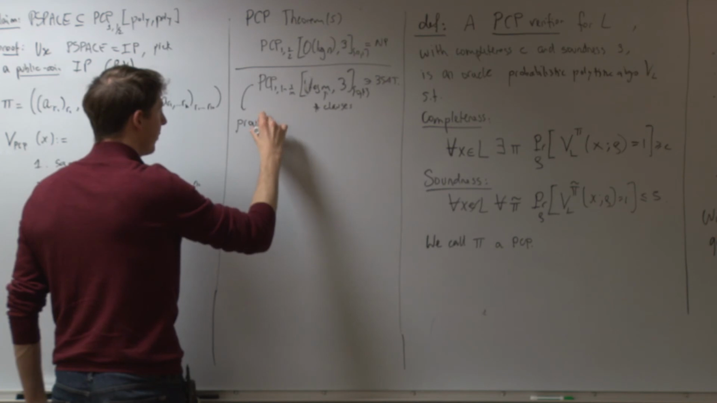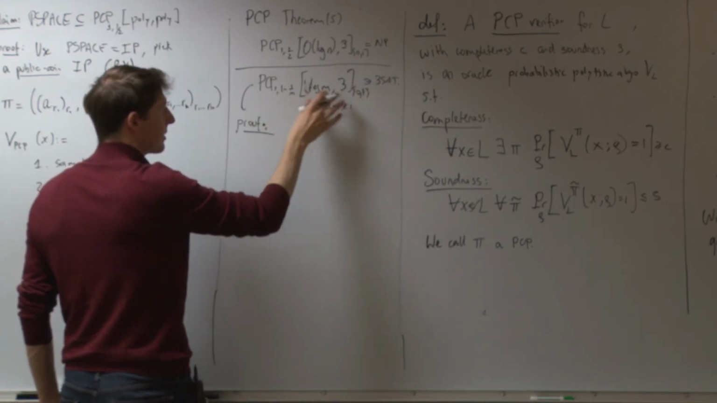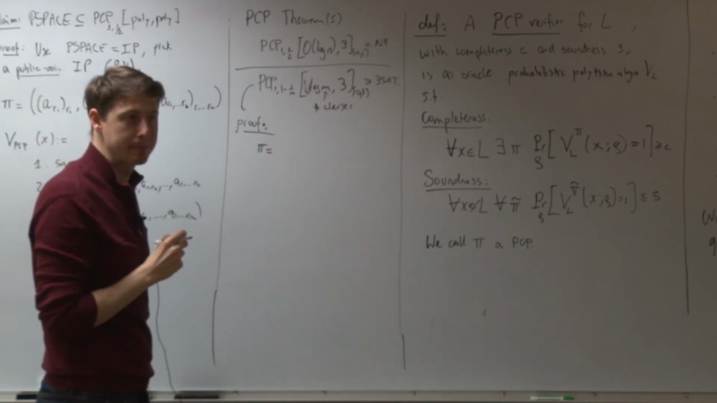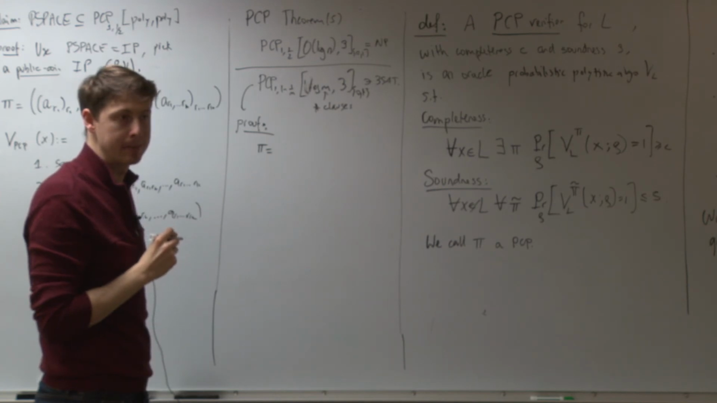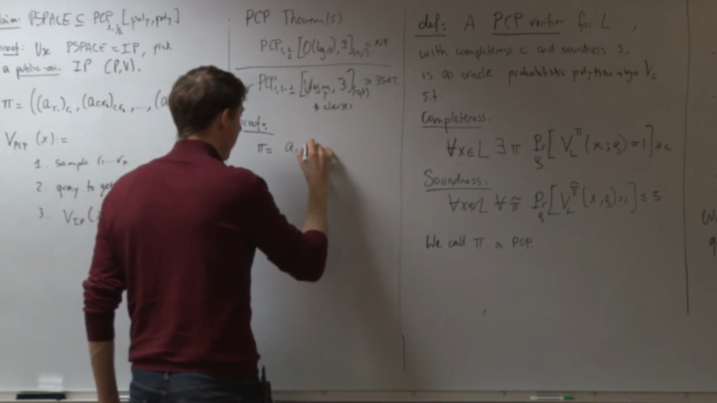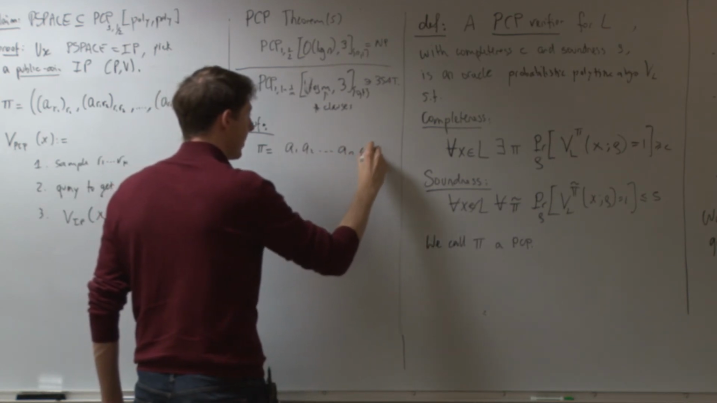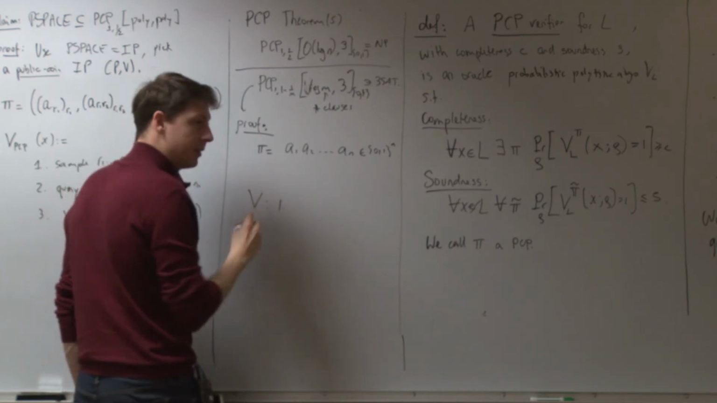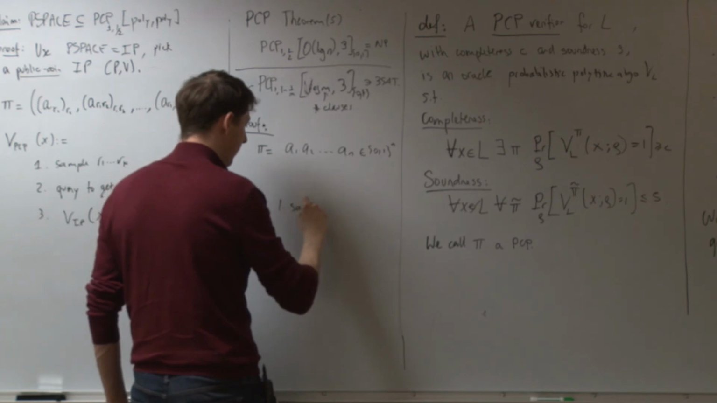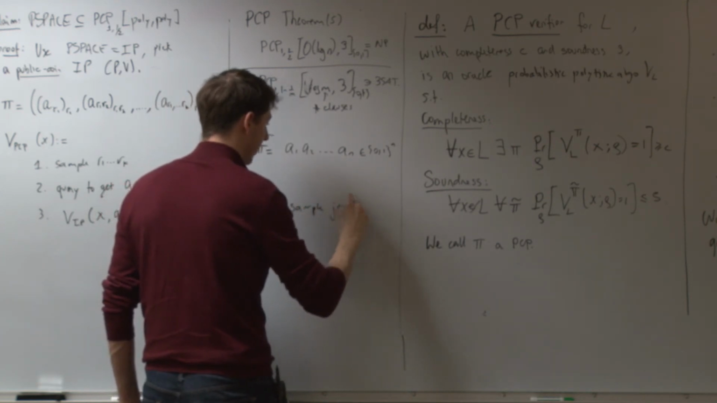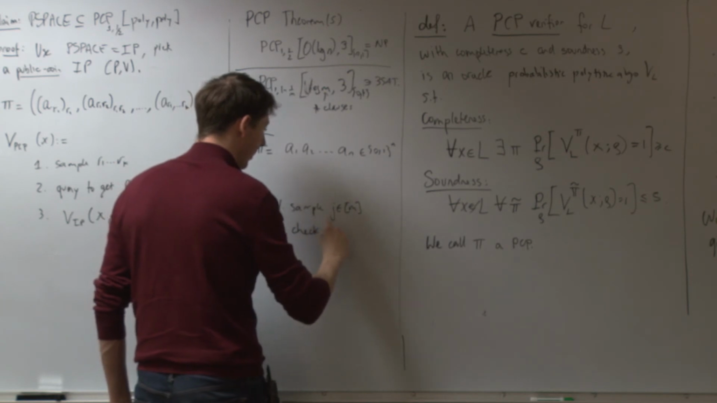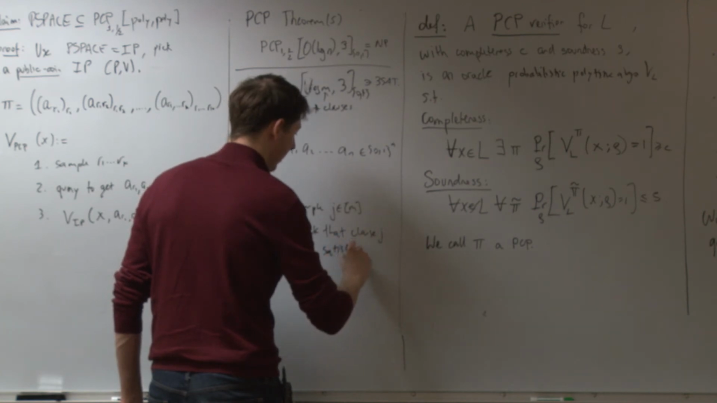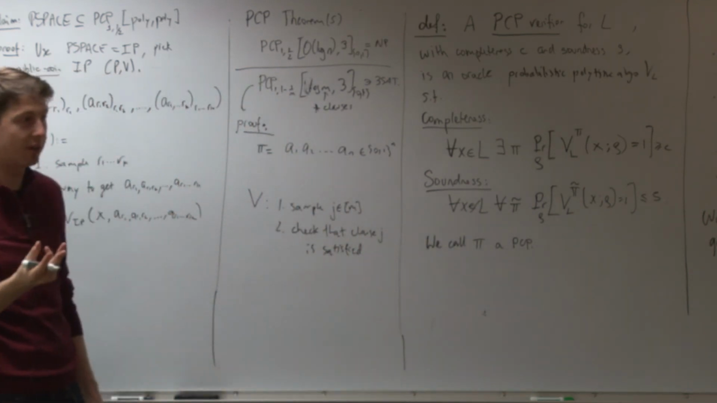Let's try to prove that if you give me 3SAT, I can definitely put it inside this thing. What do I set pi to be? A satisfying assignment. I put down A1, A2, and so on, up to AN. This is a candidate satisfying assignment. The verifier will sample a clause, and check that clause j is satisfied. Because it's 3SAT, this requires querying the proof at 3 locations.